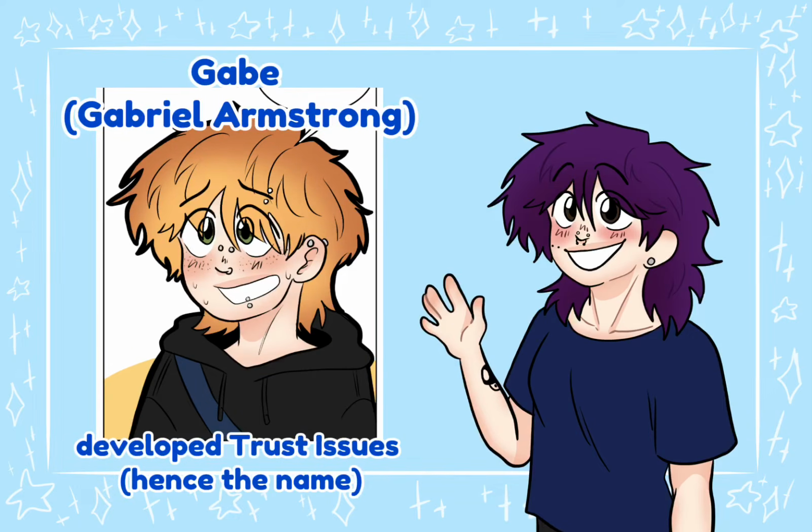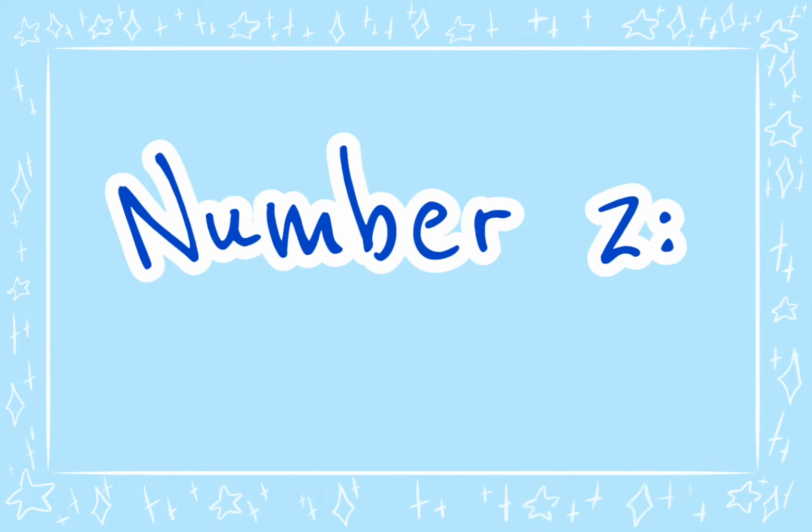My idea, summarized as an example: Gabe, the main character, has developed trust issues because his best friend rejected him. He's also mentally a bit unstable. That brings us to point 2.